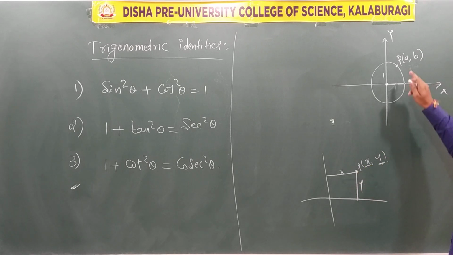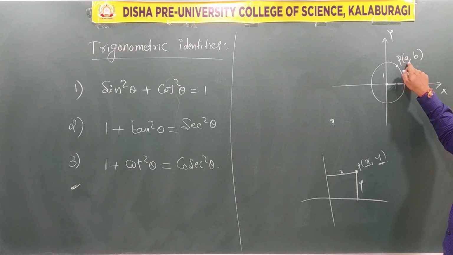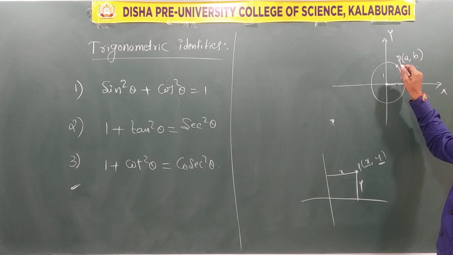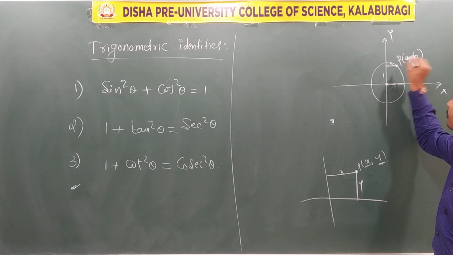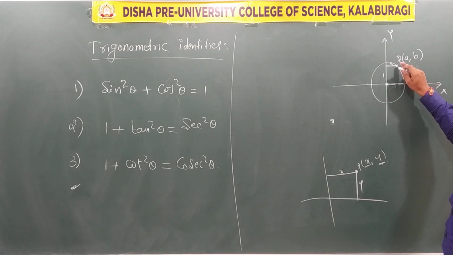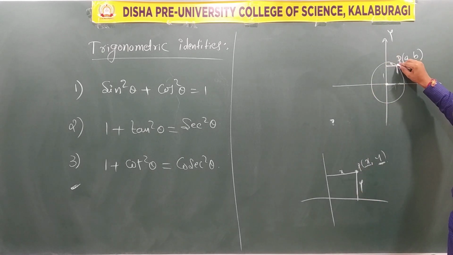So similarly, here a comma b is there. Here a is the x coordinate, b is the y coordinate. So what exactly does this a mean? It is the distance of a point P from the y axis. So here to here the distance is a. Then next, b is the distance of the point from the x axis.